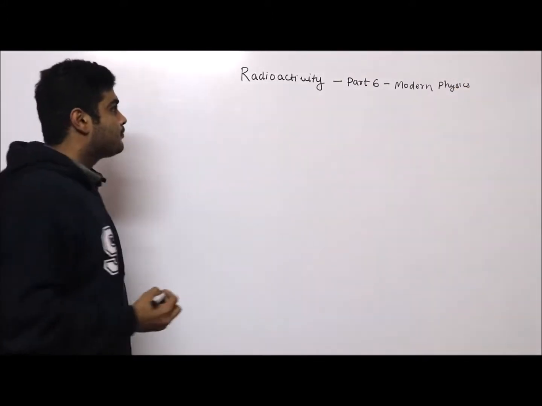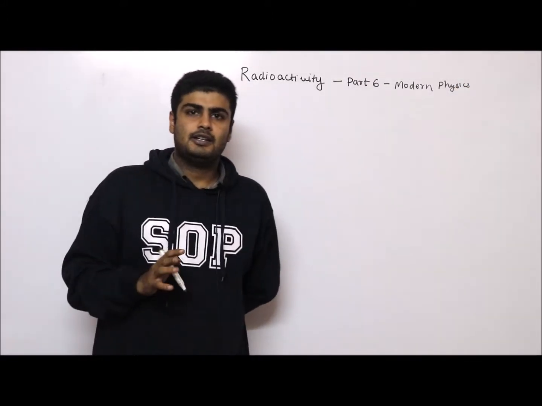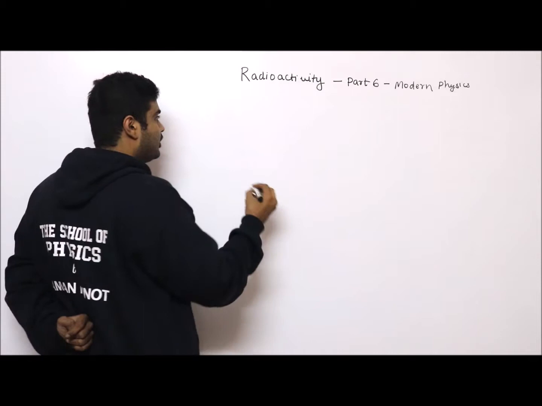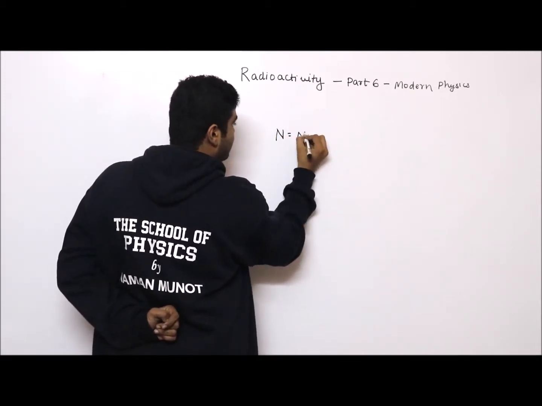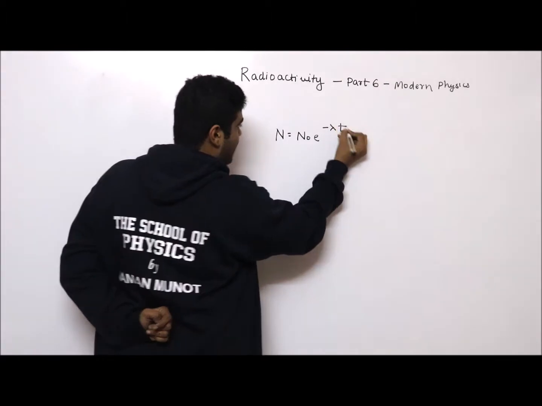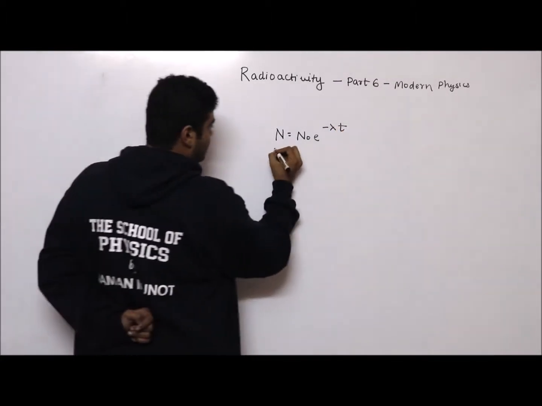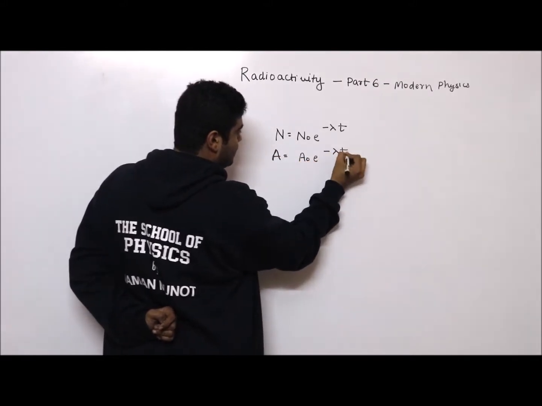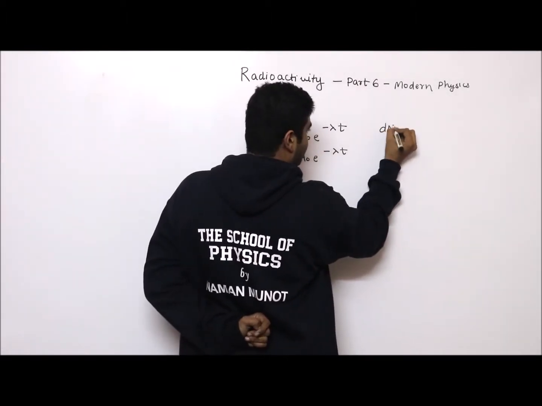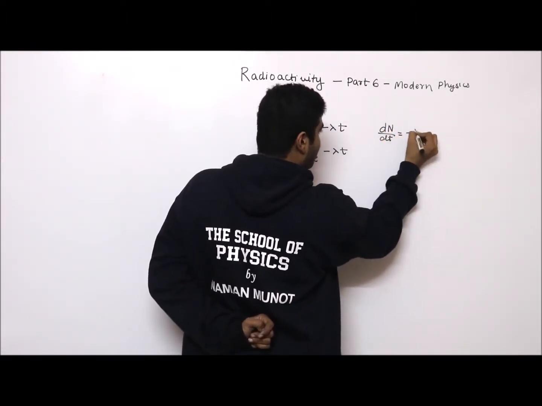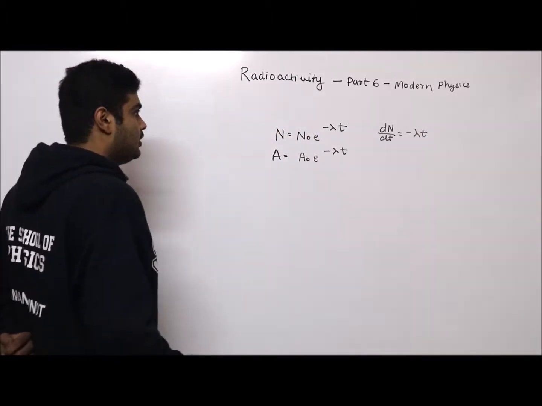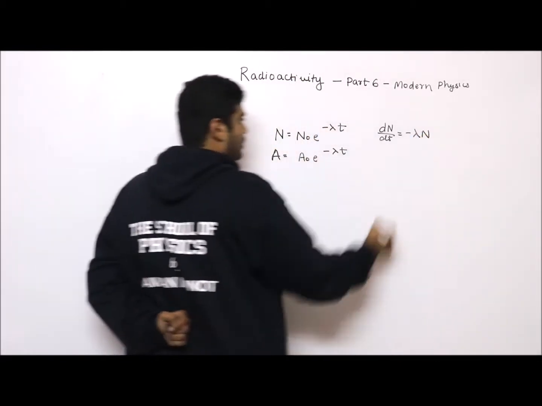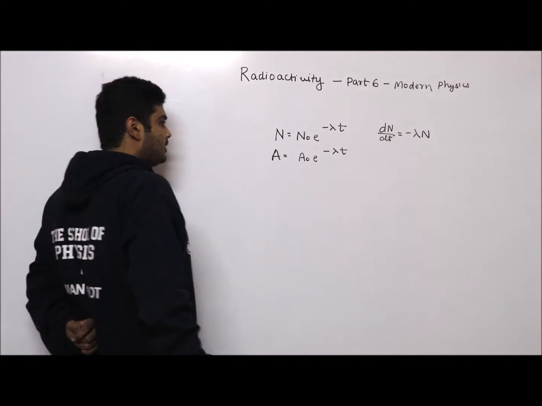Alright, so radioactivity is dependent on very simple formulas. Like one of them is N = N₀ e^(−λt). Okay, and similarly A = A₀ e^(−λt). How does this come? This comes from the formula dN/dt = −λN. Okay, and these are the very simple formulas.